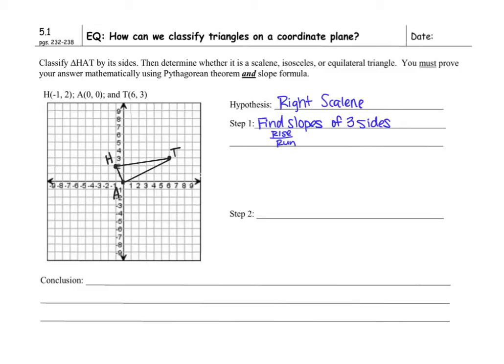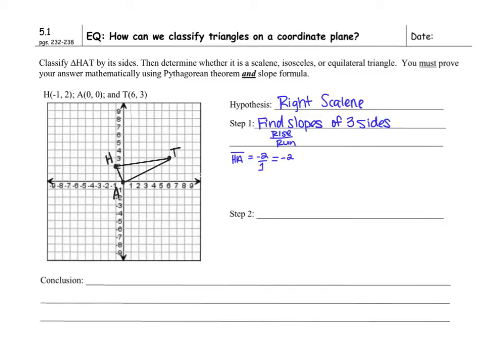I'm actually not going to use the slope formula. I'm just going to do the rise over the run. I think it'll be a little bit faster. So I'm going to begin by finding the slope of segment HA. For segment HA, if I do my slope triangle, remember we want to go up and down and always to the right if we can. So I would be going down 2 and right 1, so the slope of segment HA would be -2.